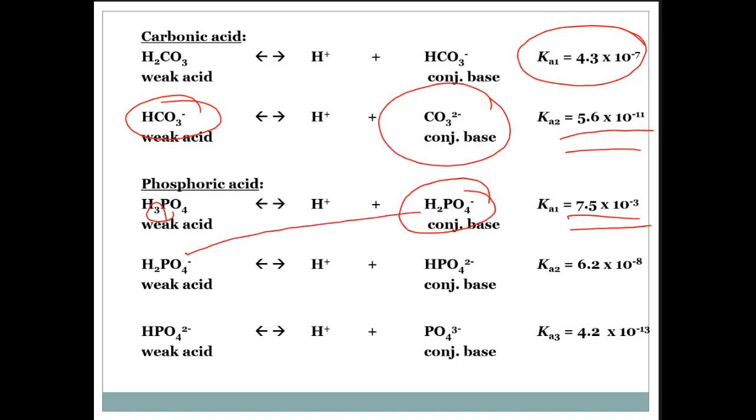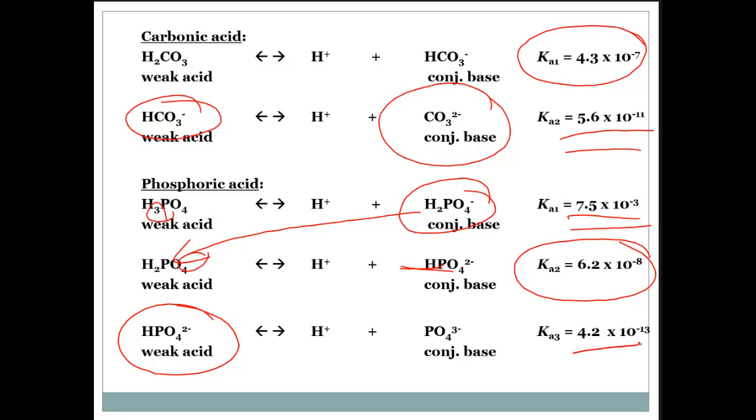Take this one over, and now it's being removed from a negative compound. It drops to times 10 to the negative 8. And then finally, to remove that last hydrogen, it drops to times 10 to the negative 13. And that's an overview of the trend for polyprotic acids.